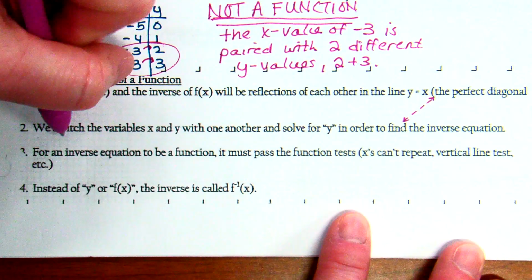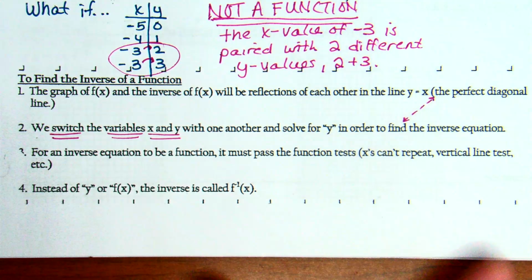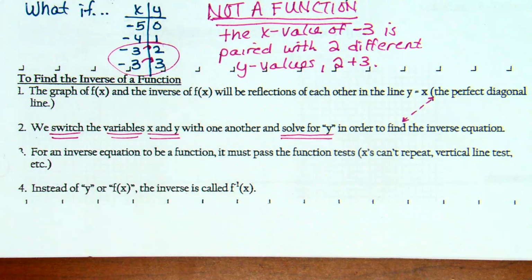Now, more importantly, what you guys want to know, how do we find the inverse? We're going to switch the variables x and y. So every place you see an x, you're going to make it a y. Every place you see a y, you're going to make it an x. And then after we switch x and y, our job will be to solve for y. So just like when you're trying to graph something, we want to solve for y, get it in that y equals form. That's what we're going to be doing.